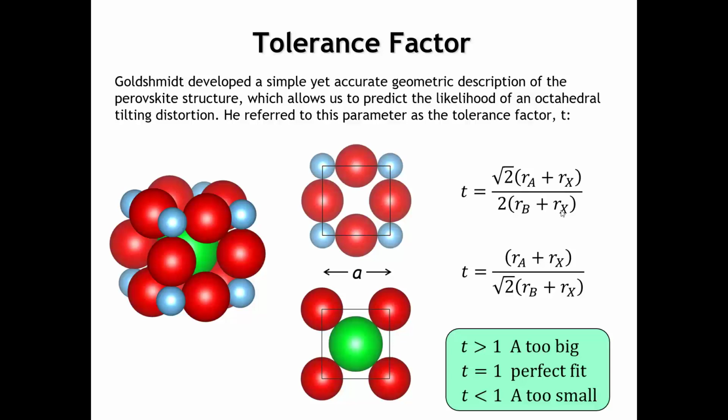If the tolerance factor is larger than 1, it means the A cation is too big. It's stretching that framework of corner-connected octahedra to fit in. If the tolerance factor is less than 1, it means the A cation is actually too small for the framework. It kind of rattles around in that framework of corner-connected octahedra.